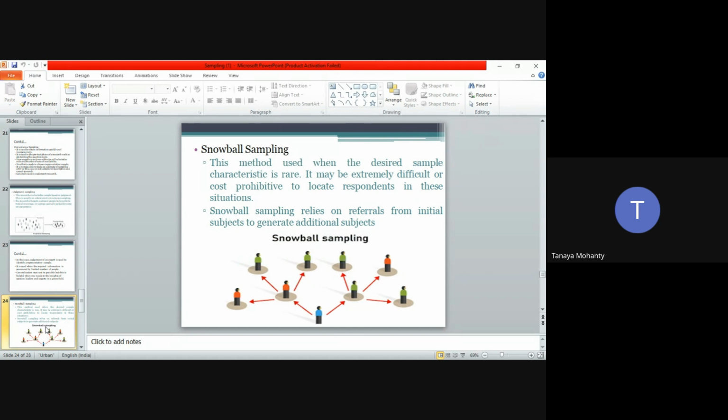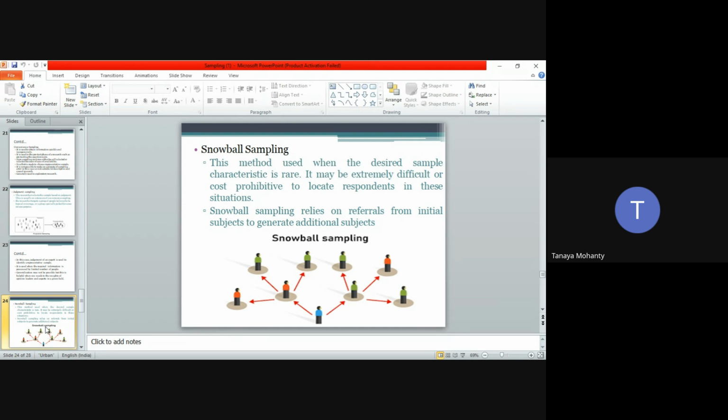Then there is another non-probability sampling that you call snowball sampling. In this method, there is a desired sample characteristic that is needed, and you believe that it is rare, you do not get to see them often, or it is very difficult to identify them. So it may be extremely difficult or cost prohibitive to locate these respondents in these situations. Snowball sampling relies on referrals from initial subjects to generate additional subjects.